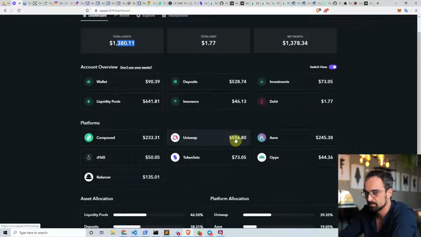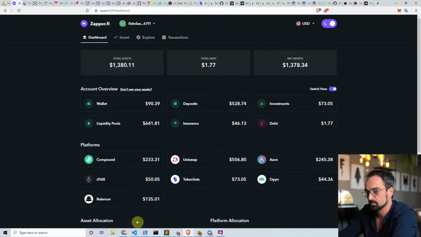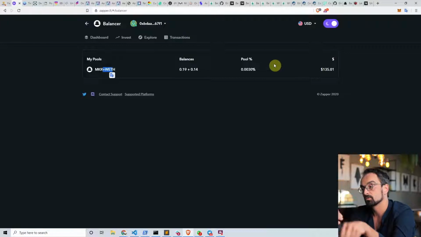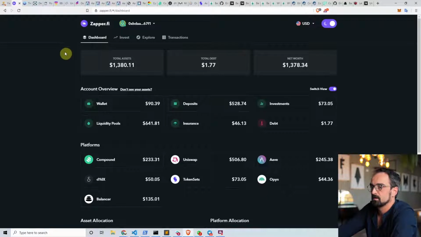So for example, this pool that I have here, I have two pools, Ethereum DAI and DAI Ethereum, and they generated quite some nice returns for me. One, because the Ethereum price went up, and two, because of the economics of the pool. I also invested in Balancer, so I invested in a MakerDAO ETH set. So I have some Maker and I have some ETH in this Maker ETH pool. And as you know, Maker also went up, so this also contributed to that strategy that I have. So I would really recommend you to explore Zapper.fi.